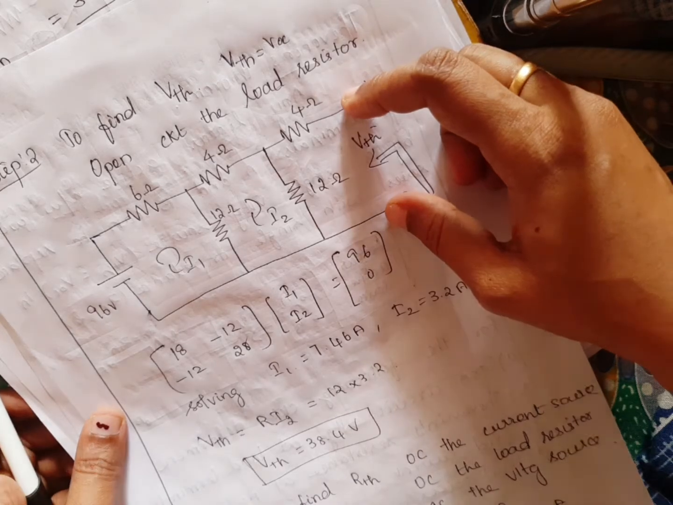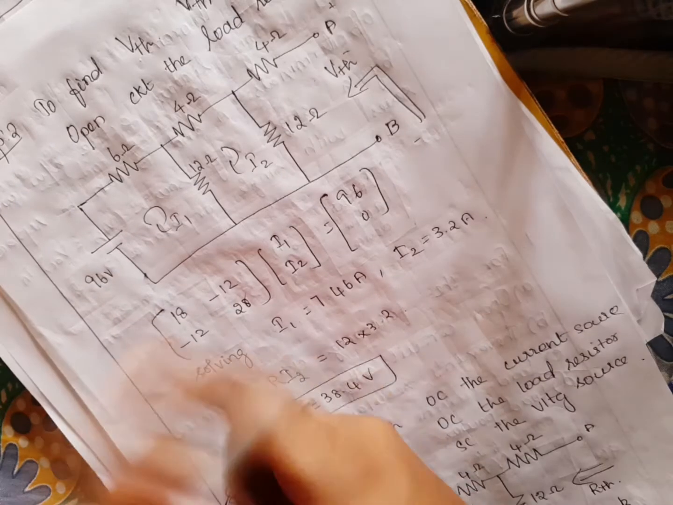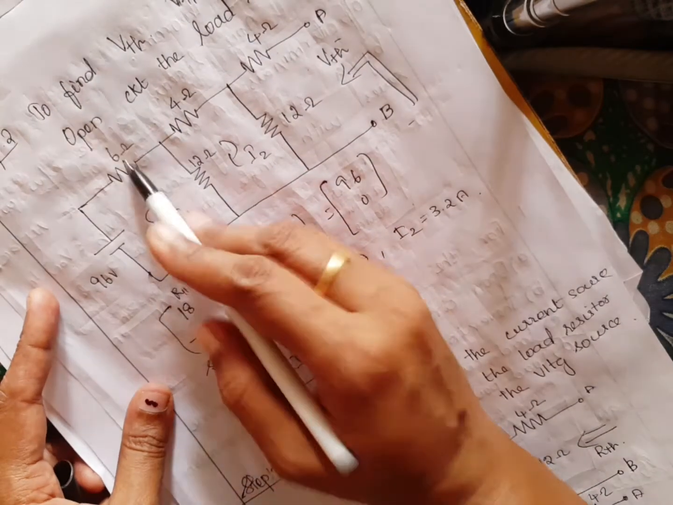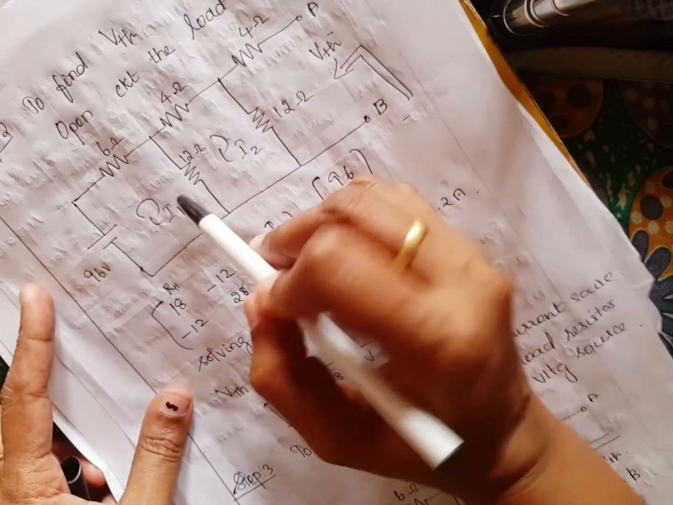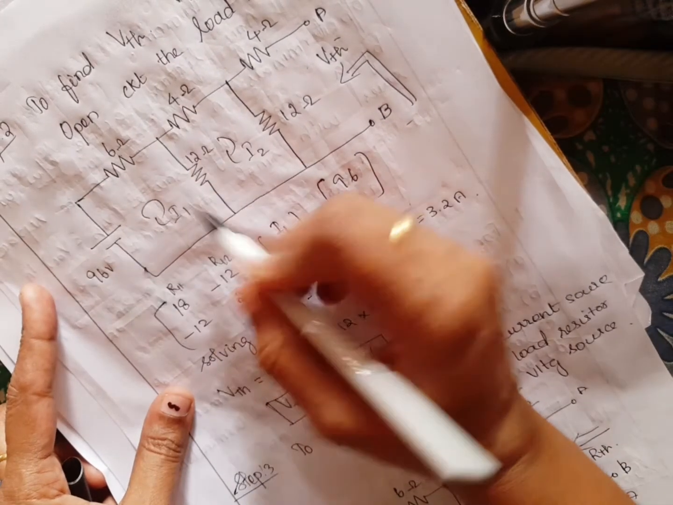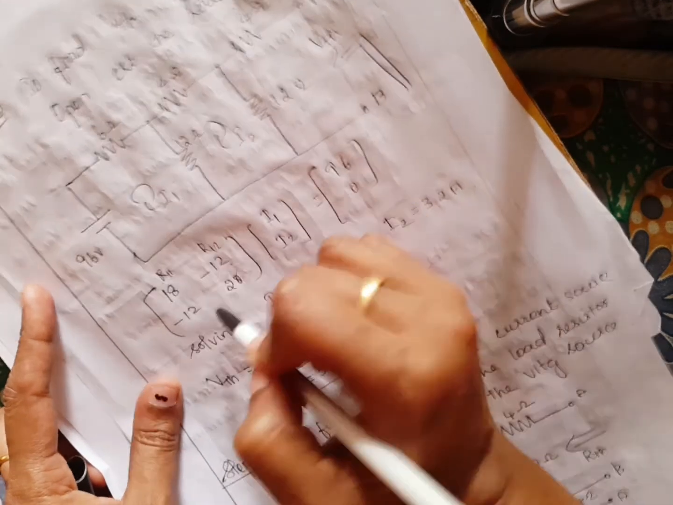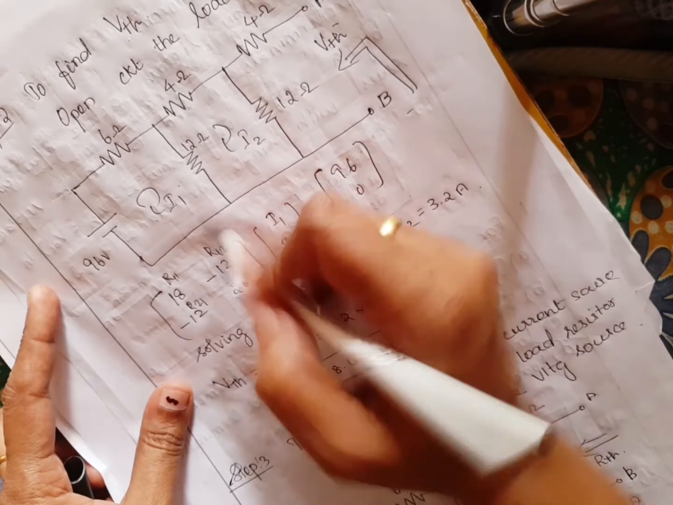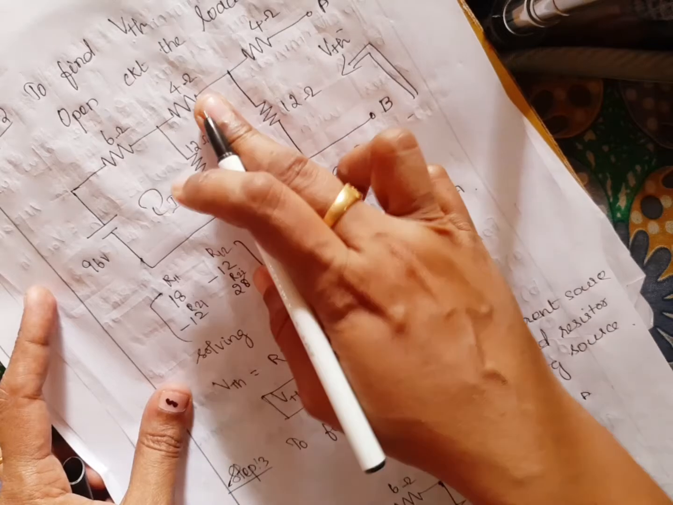Can you understand? Okay, so now we want to write the mesh matrix. How will you write the mesh matrix? R11. What is R11? Add all the resistors in the first loop: 12 plus 6, that is 18 ohm. Next R12, the resistor common to first loop and second loop, 12. Next R21, the resistor common to second loop and first loop, that is 12. Next R22, the resistors in the second loop, 24 plus 4, 28.